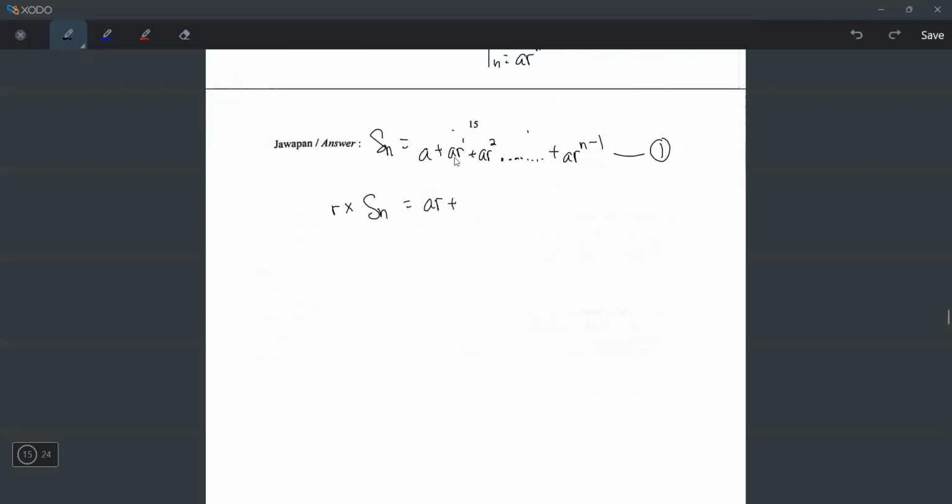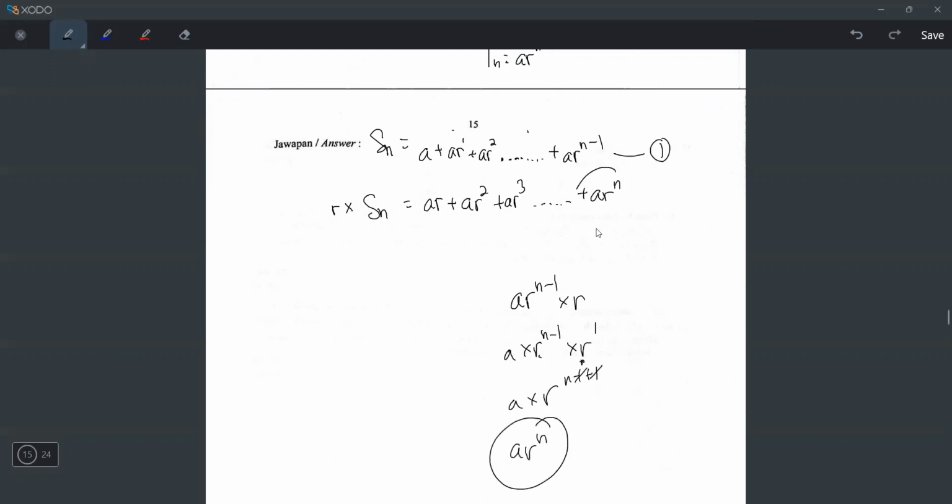You will get AR, and then AR power 2, times R, you will get AR power 3, and so on. What is AR power n minus 1 times AR? You will get AR power n. Let me explain. AR power n minus 1 times R is actually A times R power n minus 1 times R power 1. It's A times the base R, and you add the powers, n minus 1 plus 1. That's how you get AR power n. I'll call this equation 2.